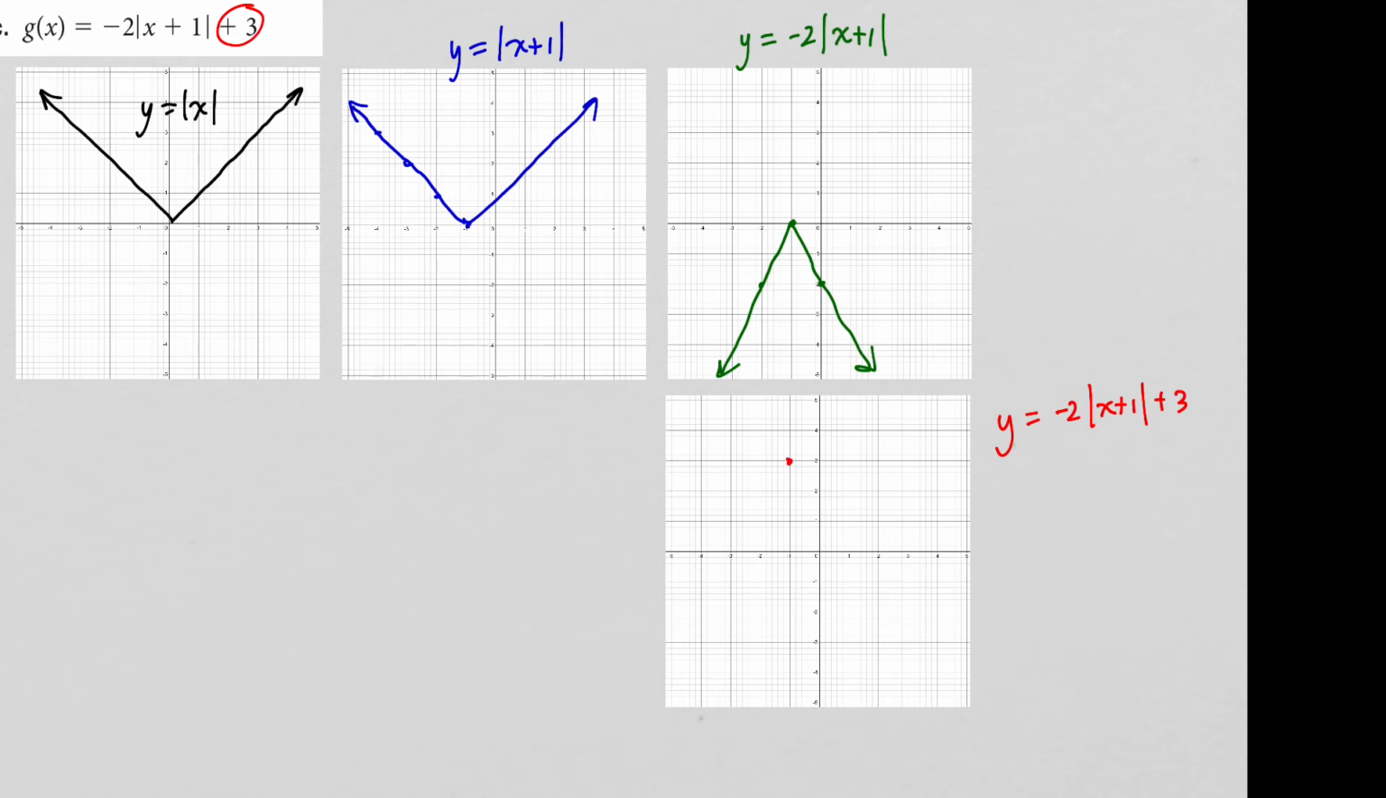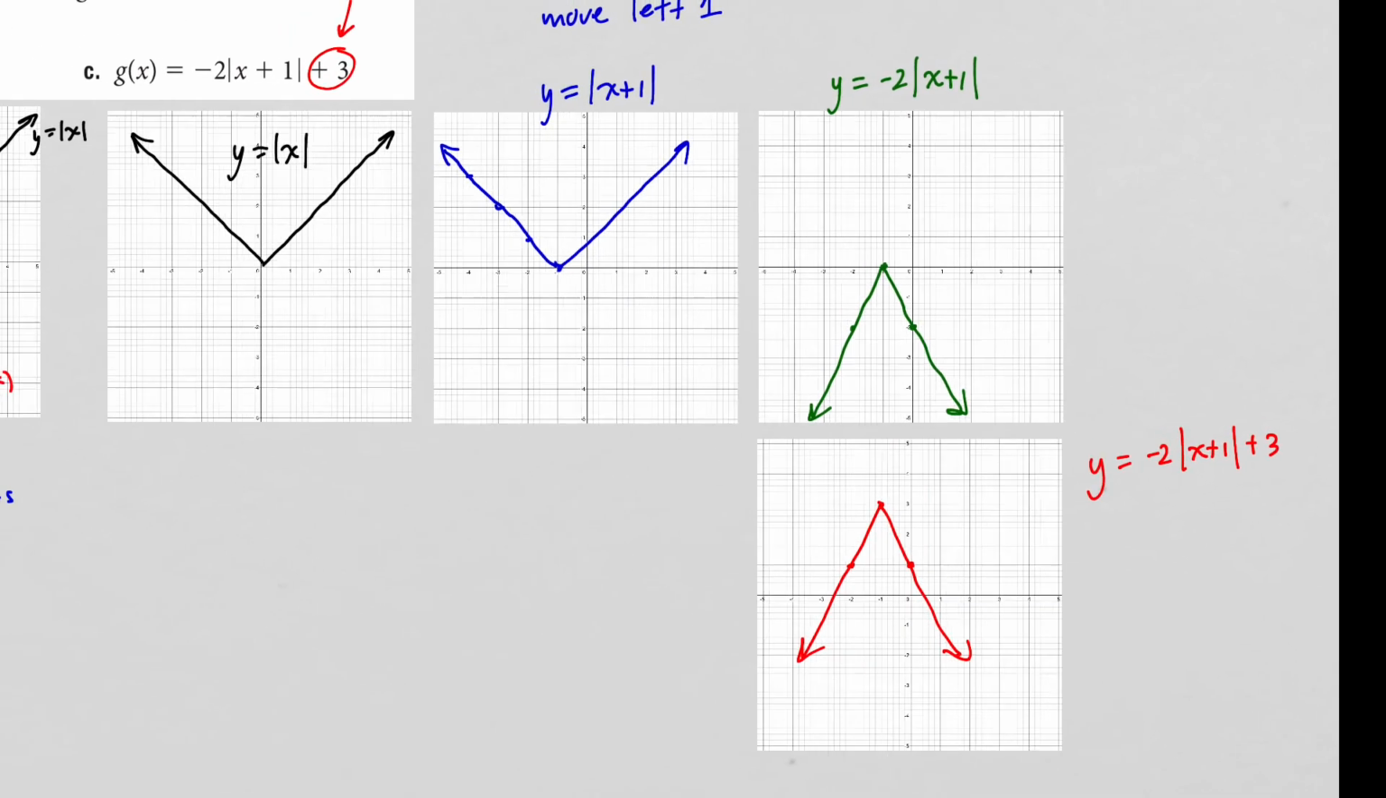And I could pick a couple more random points. The point here, which is 0, -2, if I shift that up 3 units, is now going to be at the point 0, 1. And if I pick the point 2, -2, shift that up 3 units, I get the point -2, +1. And so here is what that final graph looks like.